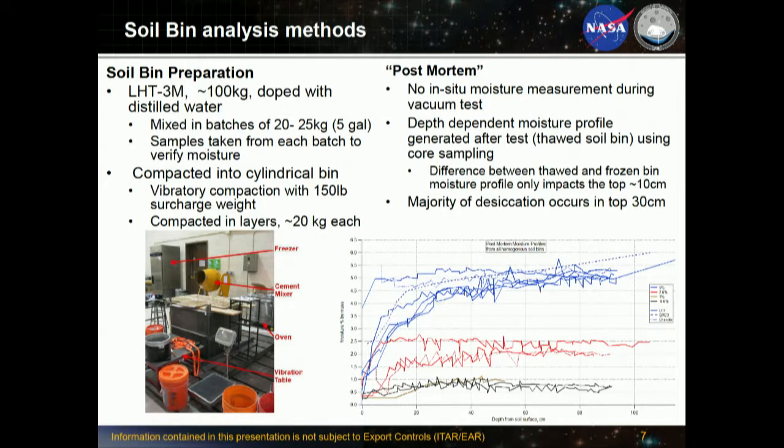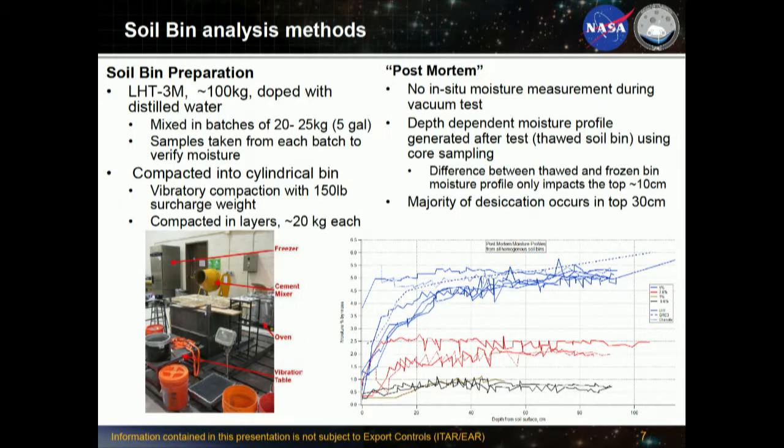The soil bin test prep, so we're doping the soil with water to mimic lunar polar conditions. You can see some of my preparation equipment in the lab here. I can add water, mix it uniformly, and then I compact the soil to get some reasonable densities in there. There's no way to measure soil moisture in situ during the vacuum process. So what I do is I get a reading on it before test and then after test.